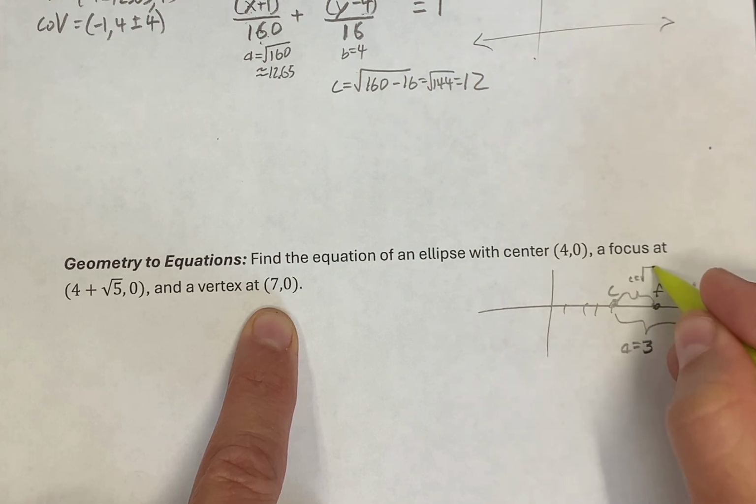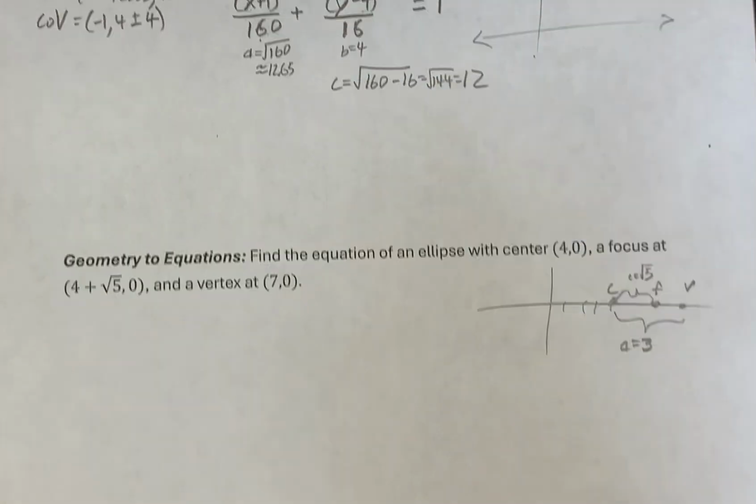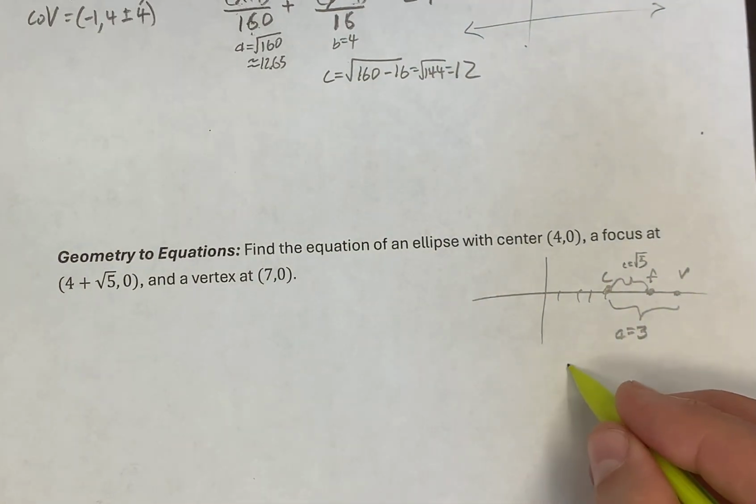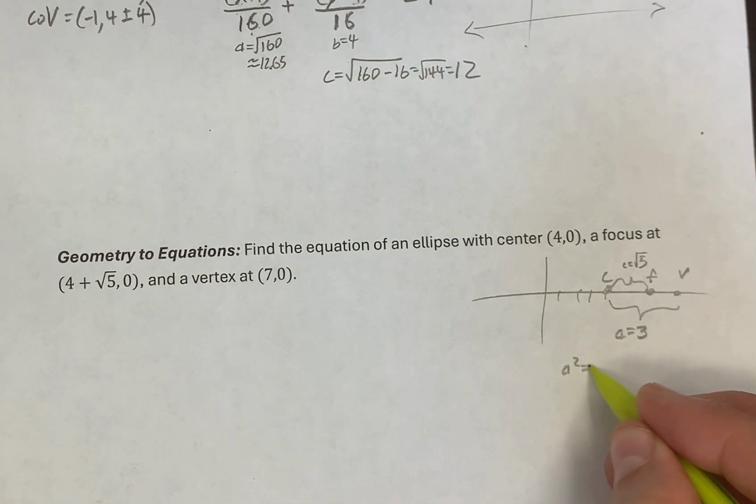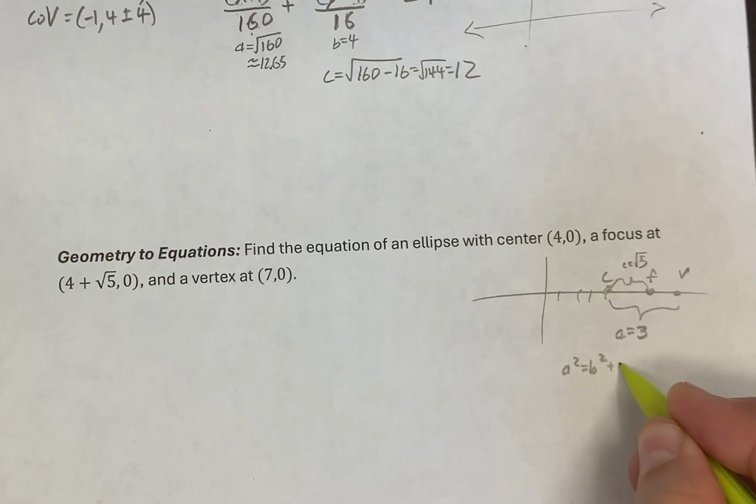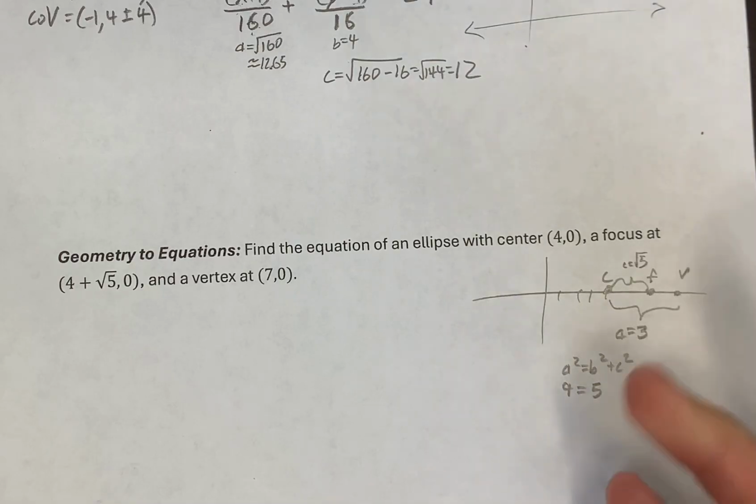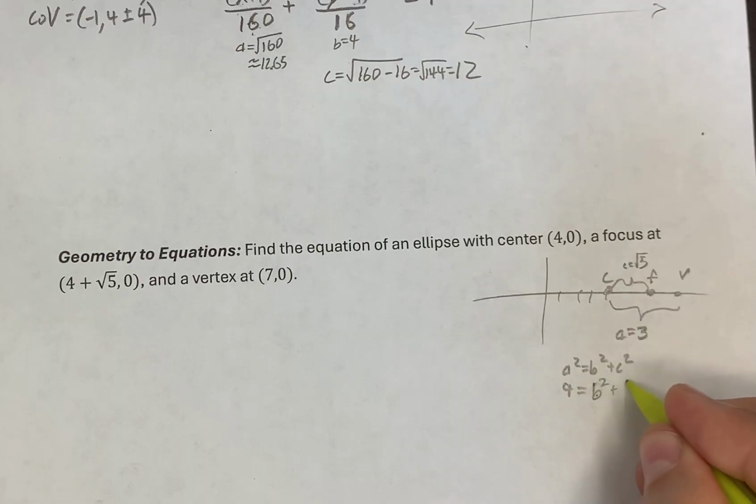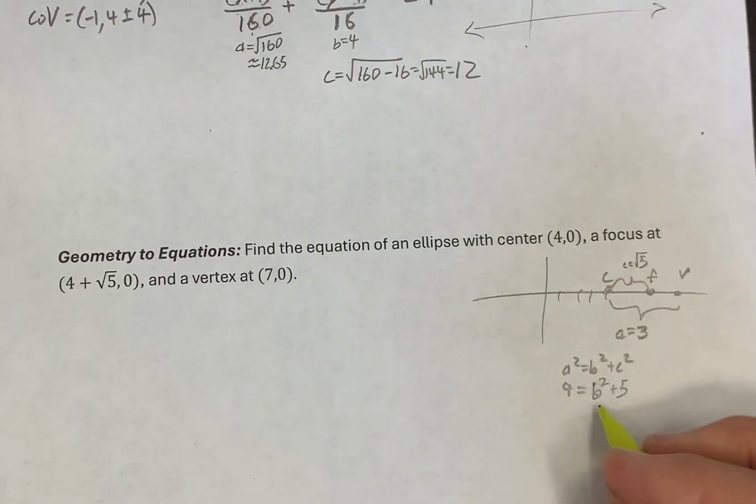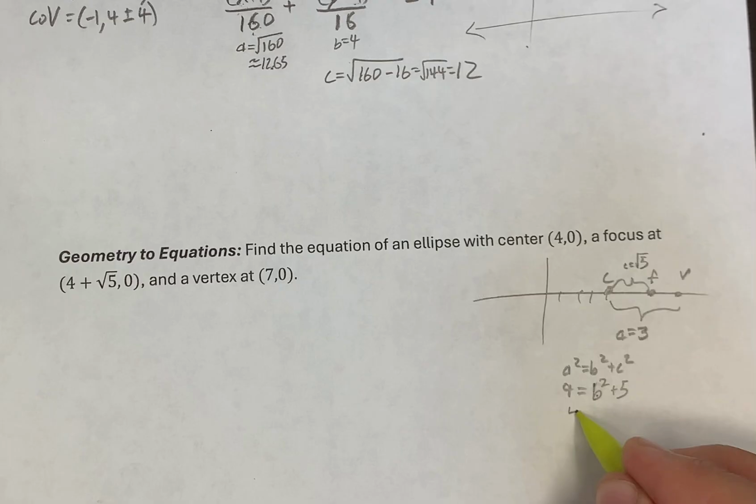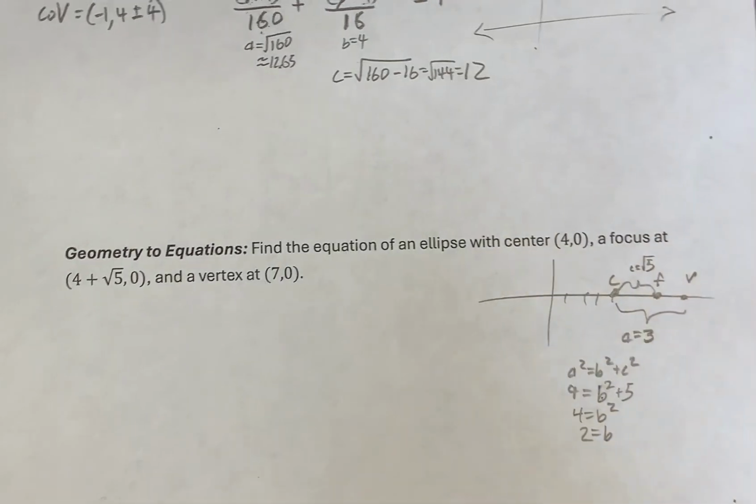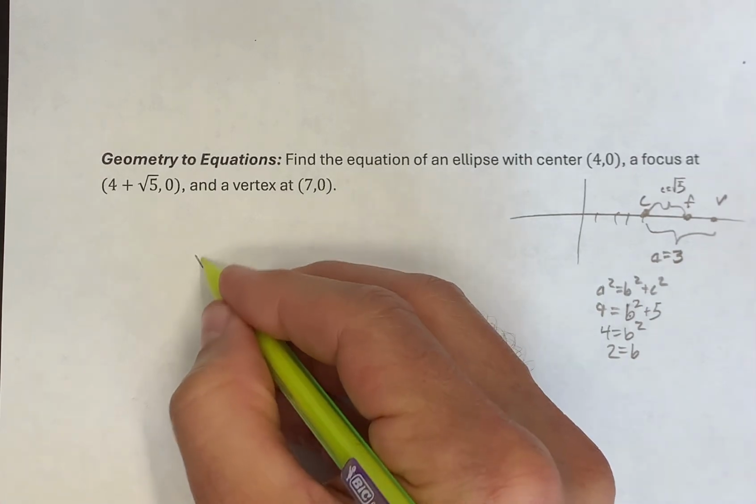root 5, right? So I'm almost there, and remember, A squared is supposed to equal B squared plus C squared here. So I've got 9 equals B squared plus 5. So what's that give me? Subtracting the 5, b squared equals 4, so b is 2.